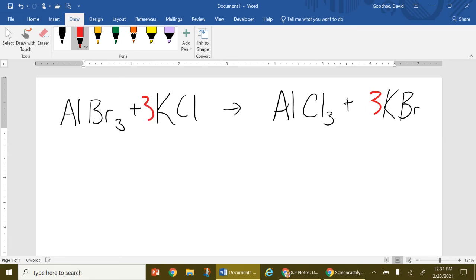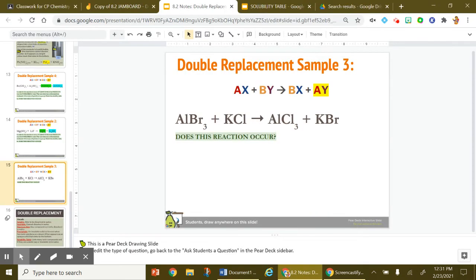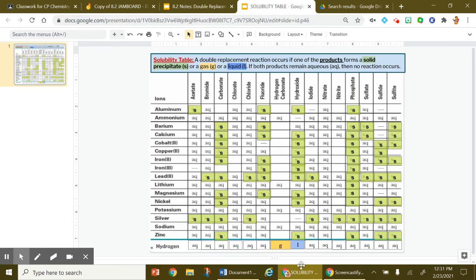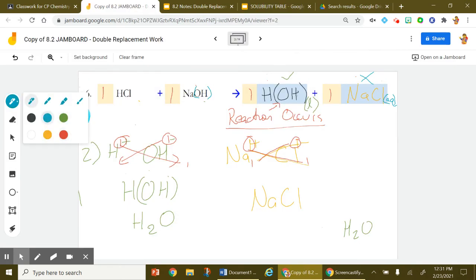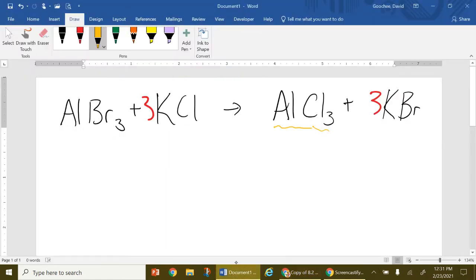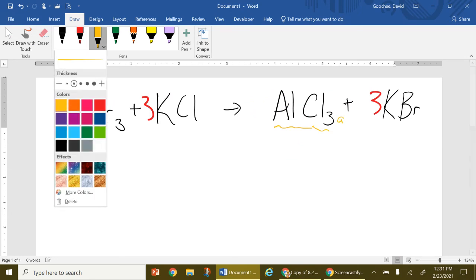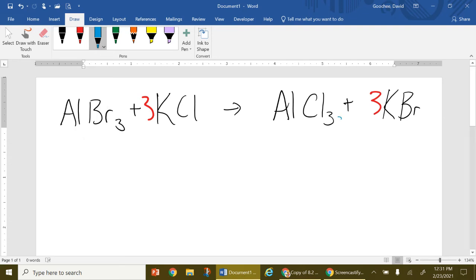Now, again, in order for this reaction to occur, just one of your products needs to be insoluble in water. So the first thing I'll do is look up aluminum chloride. I'm going to go to the solubility table, look up aluminum and chloride, and right here we see that this is soluble in water. So aluminum chloride is aqueous. It dissolves in water. So this is not going to be something that causes the reaction to go forward. So that doesn't cause a reaction.